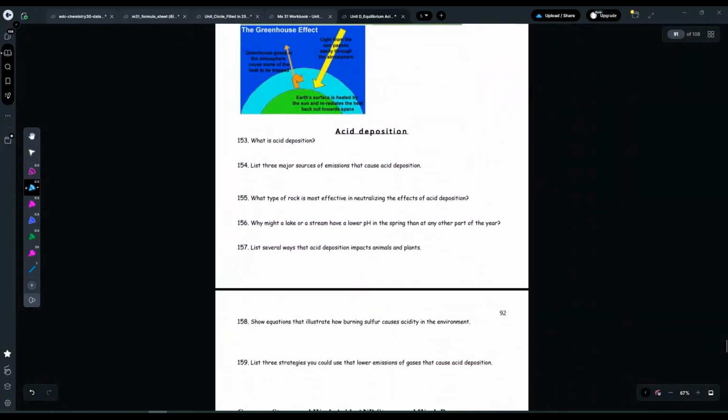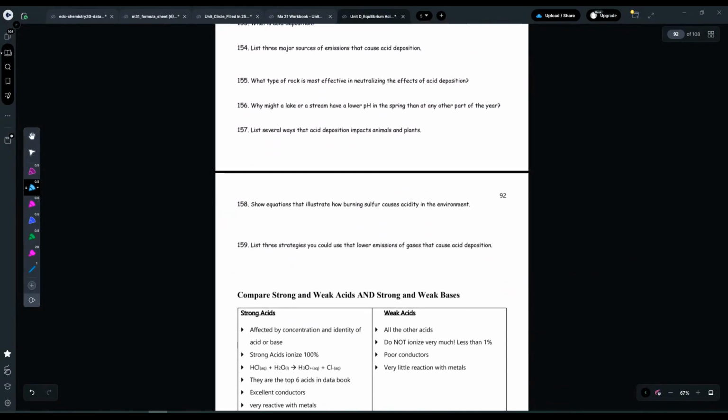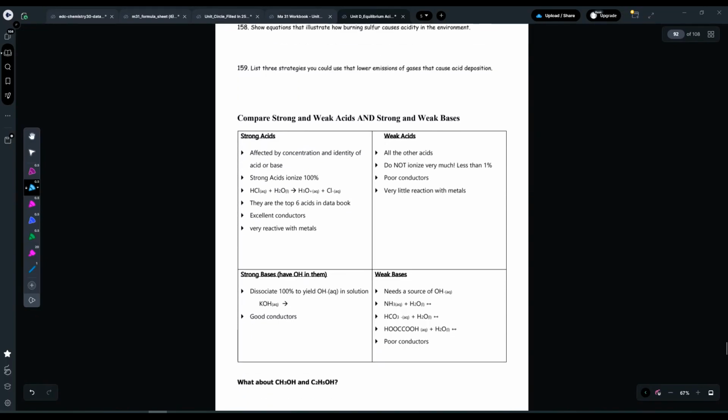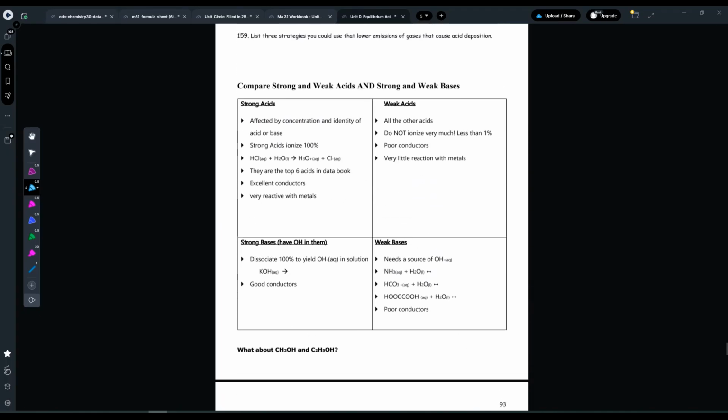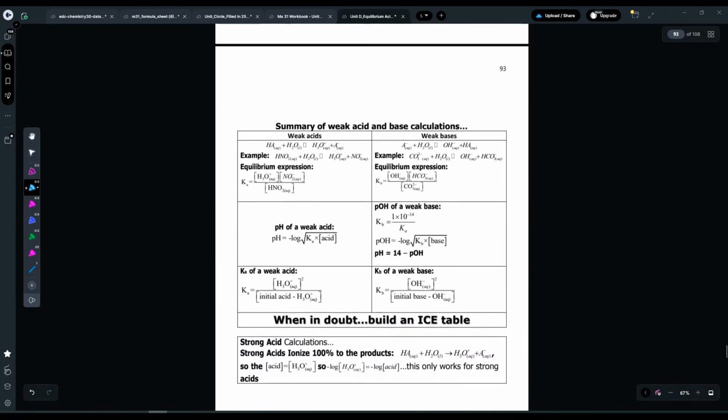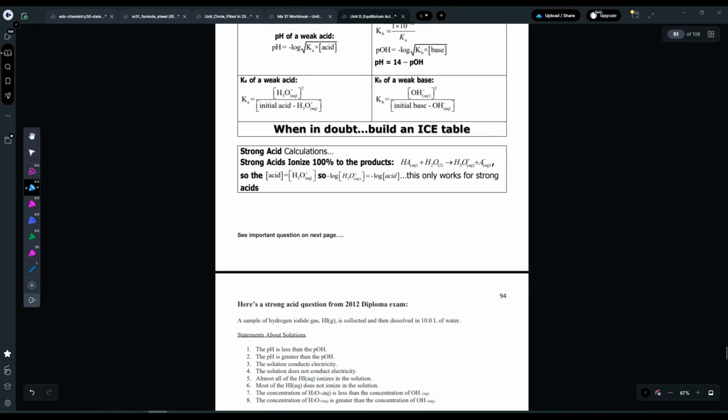Okay, so there are some practice questions here, but what I wanted to draw your attention to at the end of this booklet was some summaries about strong and weak acids and bases. Okay, so make sure you read through this because there's also a summary of weak acid and base calculations. Okay, so this goes over some of the material that was covered throughout this booklet here.